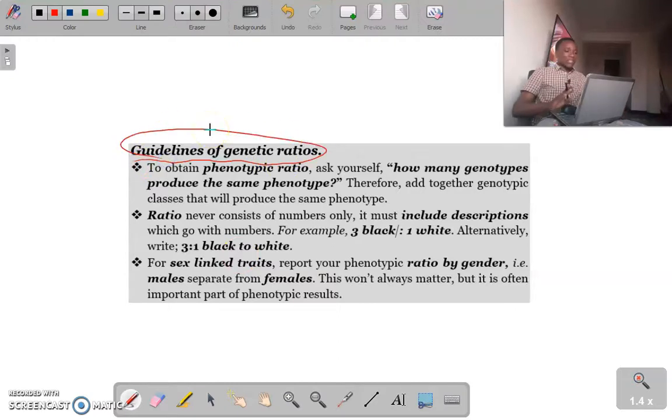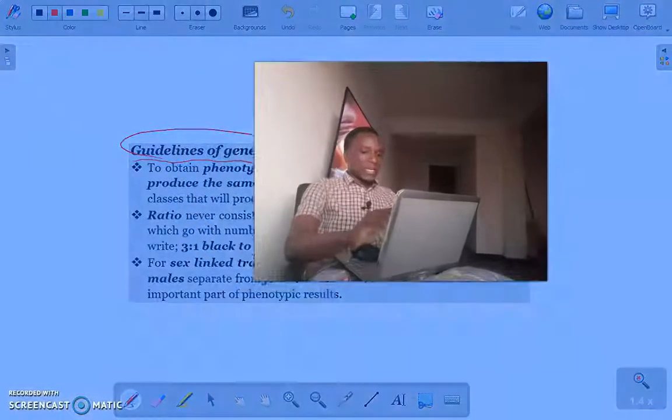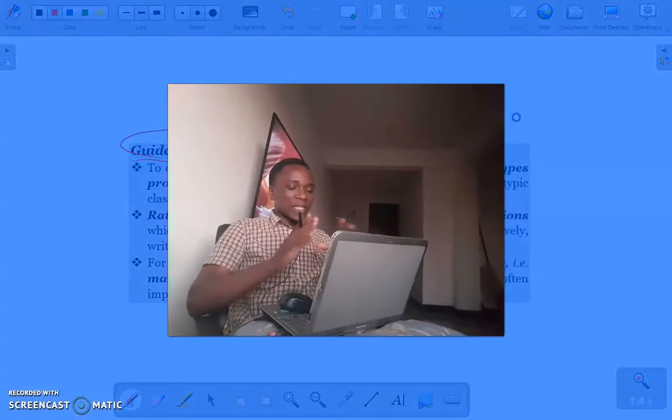Most books have not yet presented this information, and it comes from my book named Mastering Genetics. I think those who already have that book can refer to this information from there. So now the first thing starts with how to obtain the ratio. That's the first step, how to obtain the ratio.